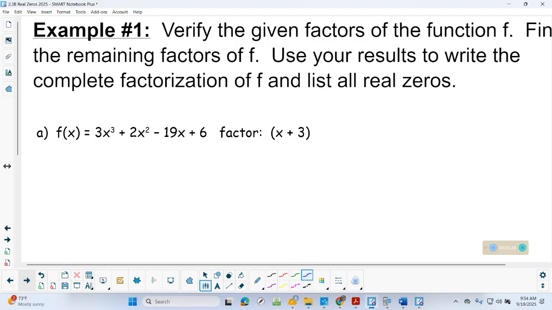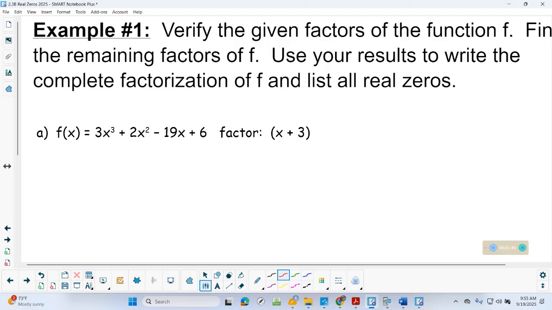So verify the given factors of the function. Find the remaining factors, use the results to write the complete factorization of f, we did that yesterday, and list all of the real zeros. Okay, so they give you one of the factors. Remember, to be a factor means it divides evenly into the polynomial, so you should get that 0 remainder.